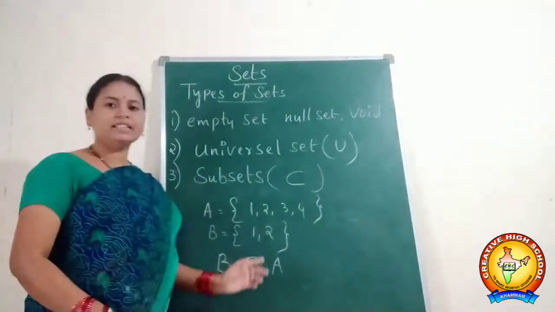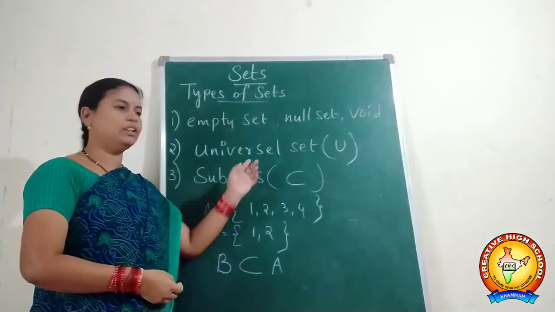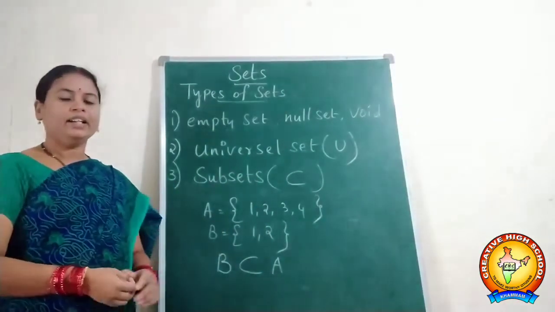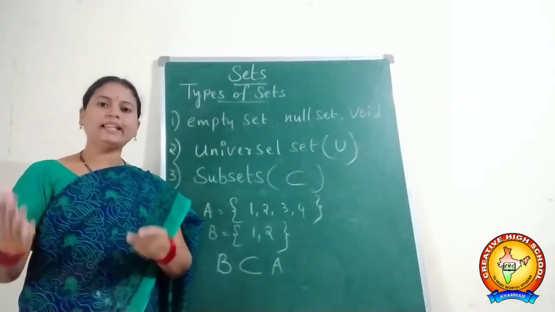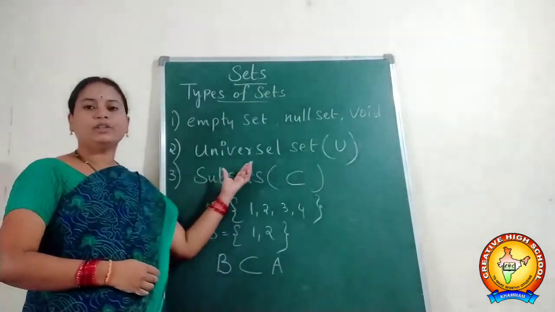So then what is A called? A is called a universal set. If all the elements belonging to the subsets are also belonging to the set, that set is the universal set.